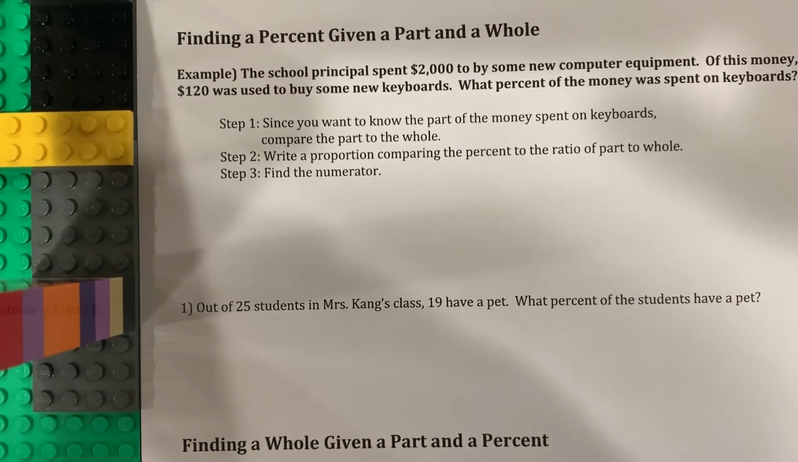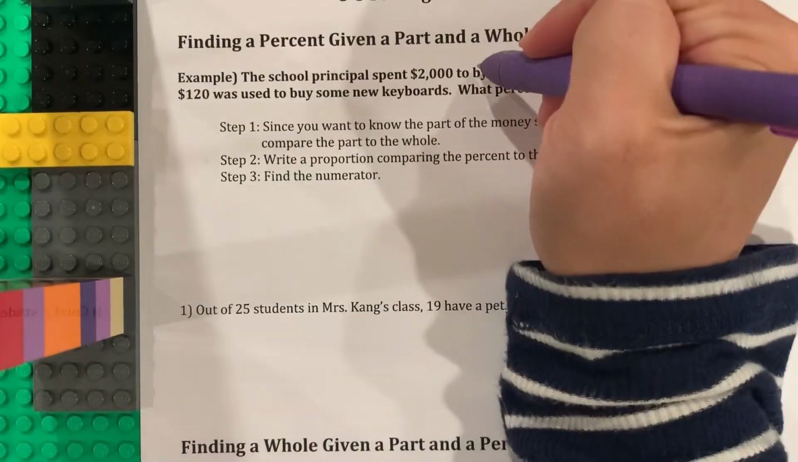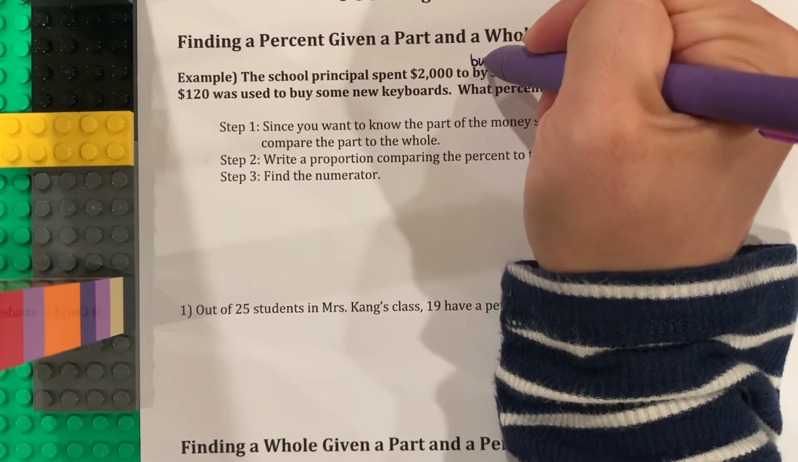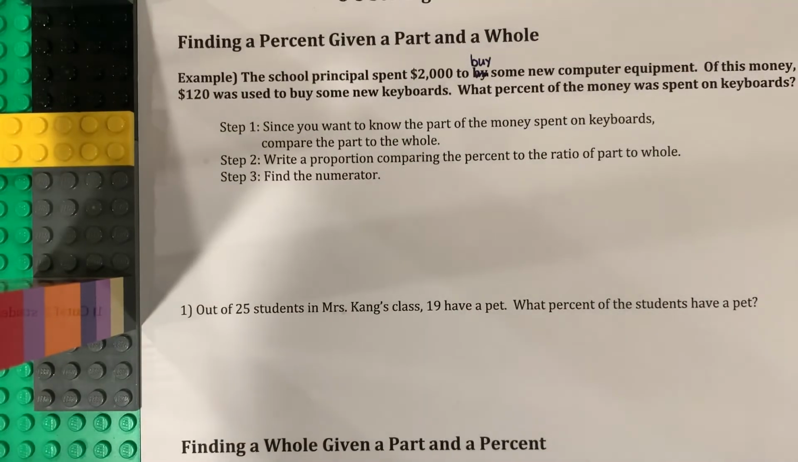All right, so it says on example 1, the school principal spent $2,000 to buy, there's a typo here, to buy some new computer equipment. Of this money, $120 was used to buy some new keyboards. What percent of the money was spent on keyboards?